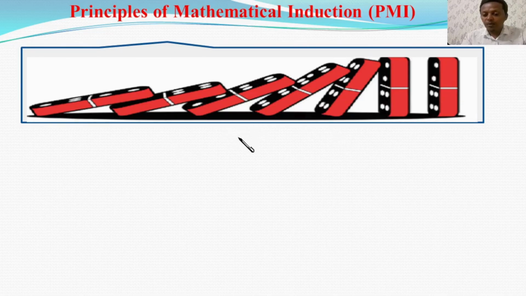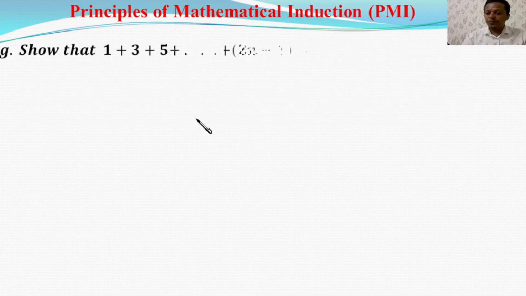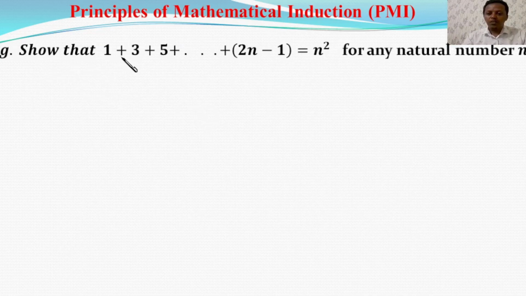Now let's take an example so that you understand the principle of mathematical induction. Show that 1 plus 3 plus 5 plus up to 2n minus 1 is equal to n square for any natural number n. Now this mathematical statement says that the sum of the first n odd natural numbers will be equal to n square.